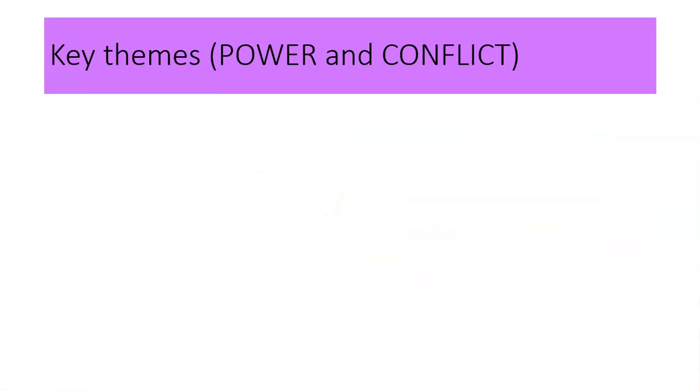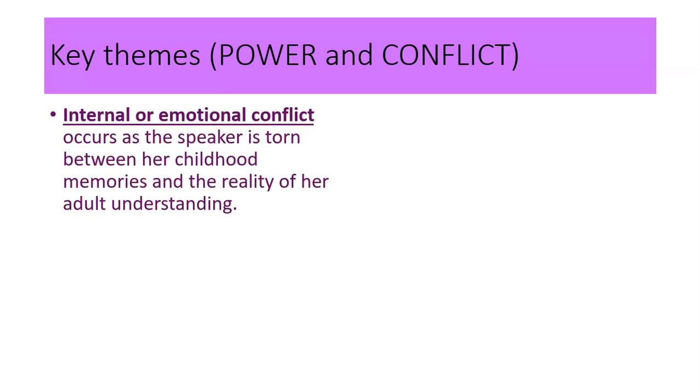So, as I mentioned, there are some key themes here that fit into the idea of power and conflict, which is the overarching theme of your anthology, as you know by now. So, some key notes to write down here. In terms of conflict, there's a lot of internal or emotional conflict going on here. The speaker in the poem is in conflict because she's torn between her childhood memories and the reality of her adult understanding. So she knows the truth of what's going on in her homeland. She's seen the news, but her memories tell her almost that it's not true. So there's definitely a feeling of conflict there internally.